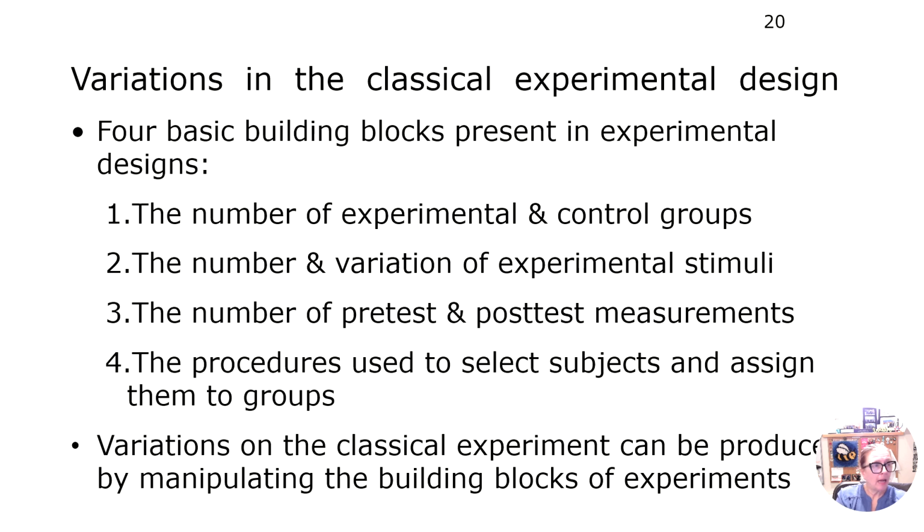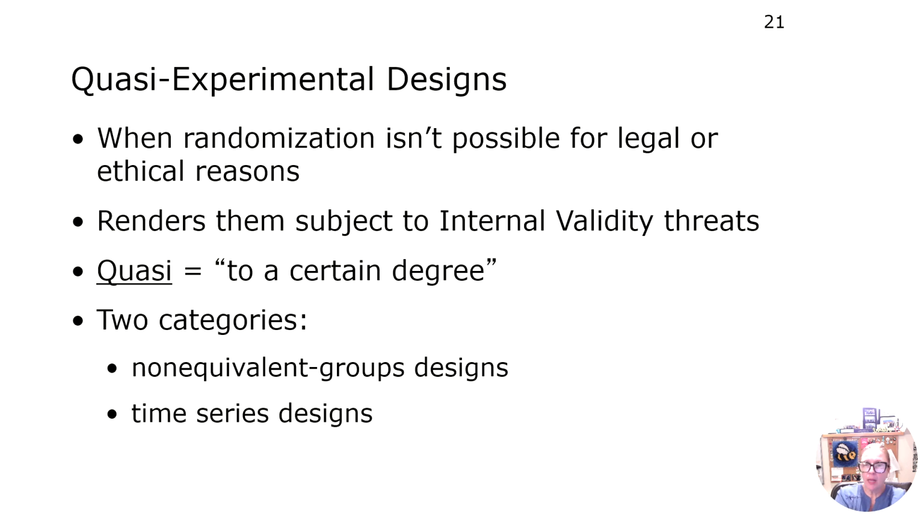Now we can take that classic experiment and we can tweak it a little bit. We can tweak the number of experimental and control groups, the kind of stimuli we're using, our pre and post test measures, right? So we can tweak this and adapt this. But we can't always do a classical experiment, right?